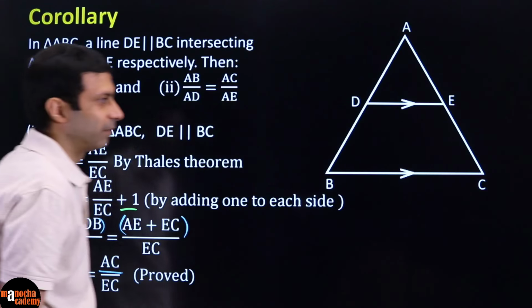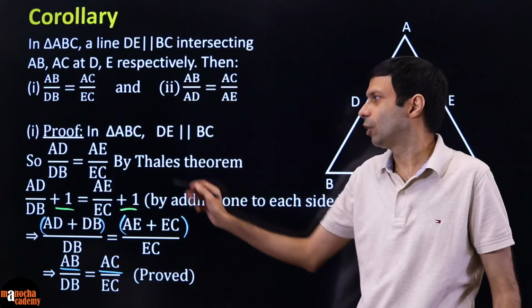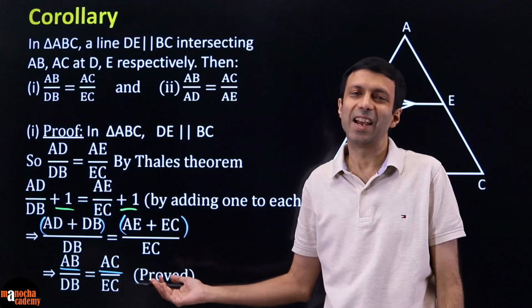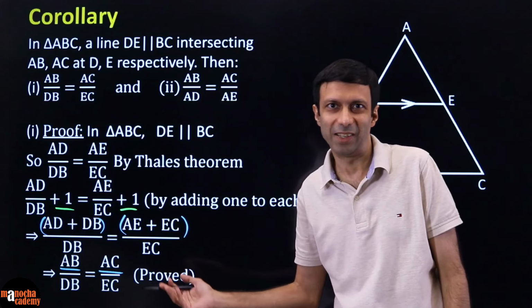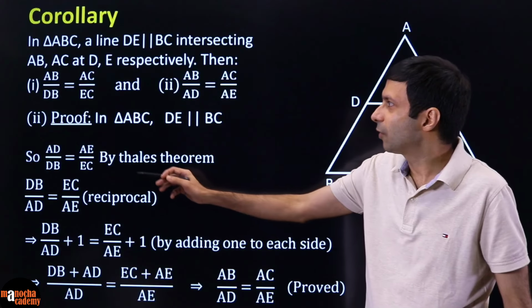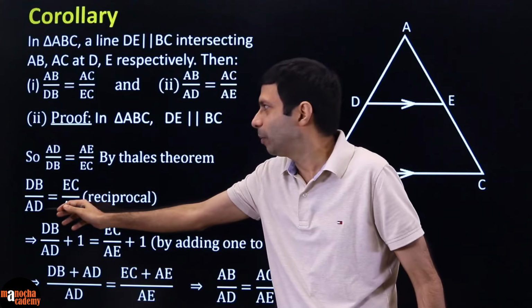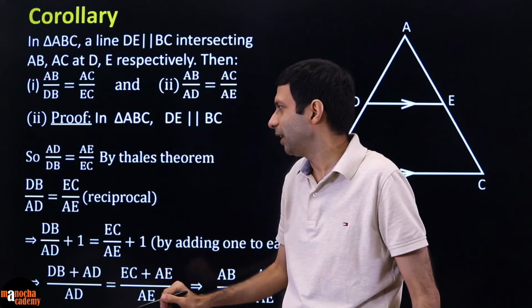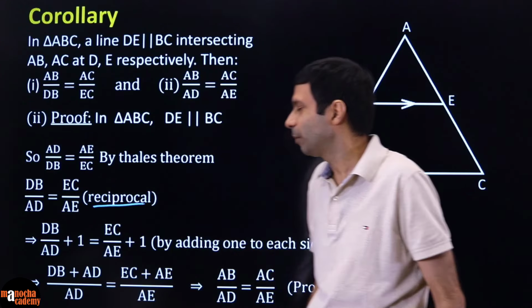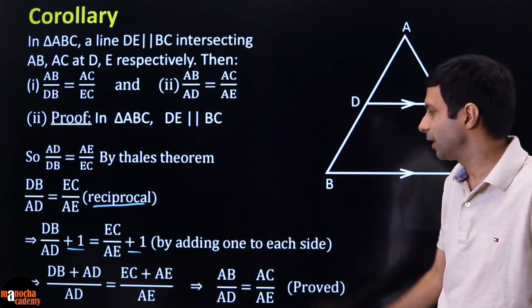So there you can see. Very simple. You start off with Thales theorem, just add 1 on both sides and you can easily prove the corollary. Similarly, you can prove the second corollary also. You start now not with AD by DB, you start with the reciprocals. DB by AD is equal to EC by AE. So you take the reciprocal this time. Now again you add 1. And now when you calculate, you're going to get the same thing.